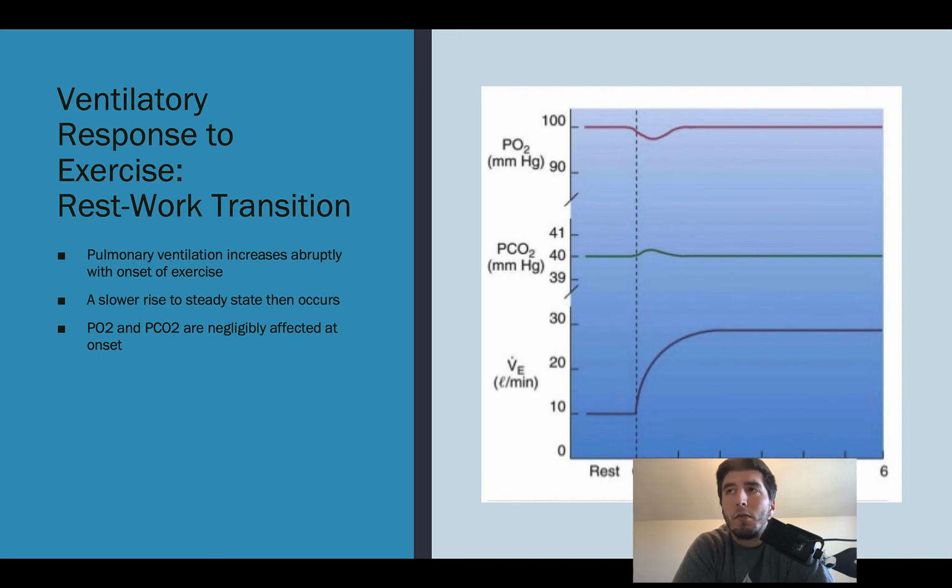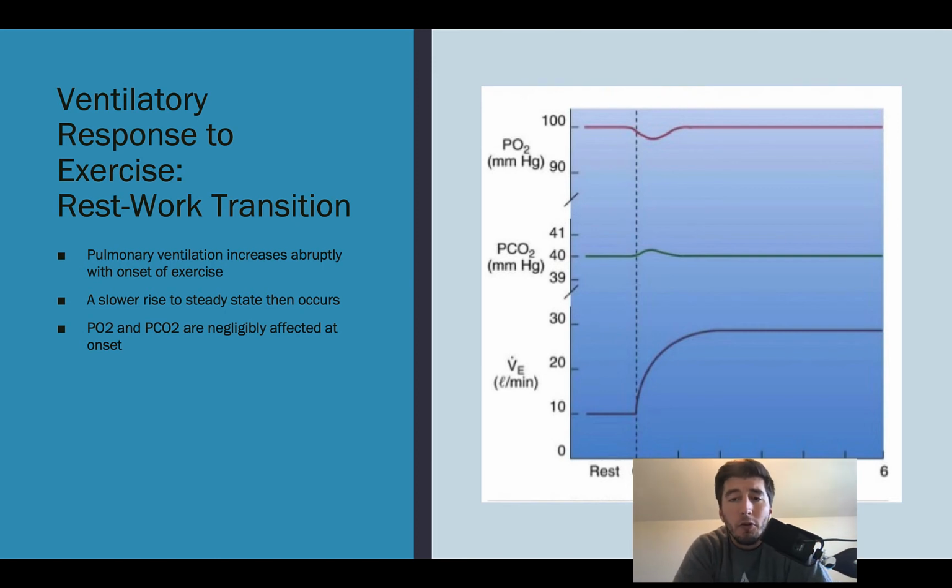We know that we have to have oxygen in our body. We know that ventilation occurs to bring oxygen in and to get CO2 out. We know that we have all these different zones of respiration and cardiorespiratory. Like, we get it. What happens when we transition to exercise?